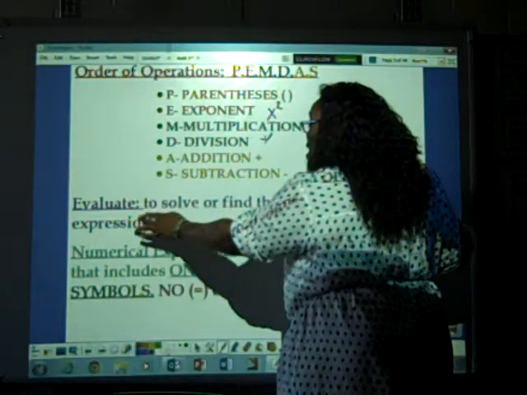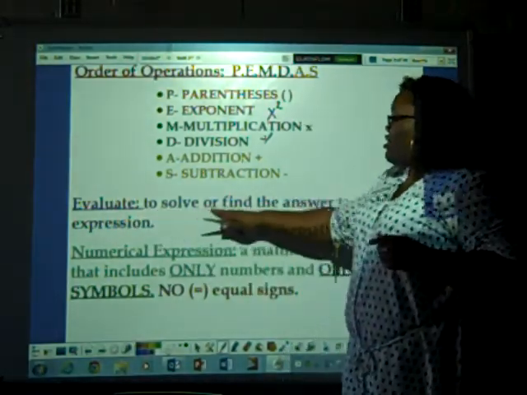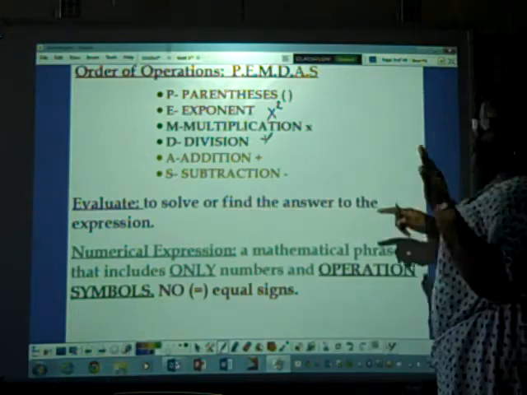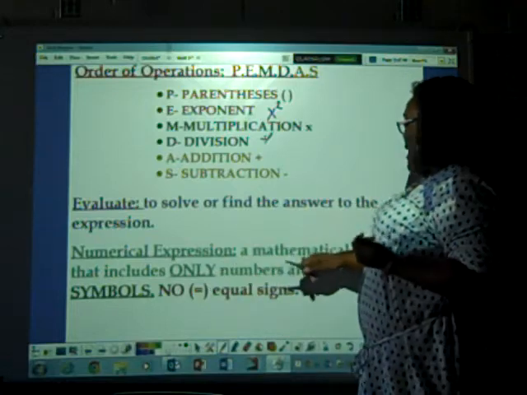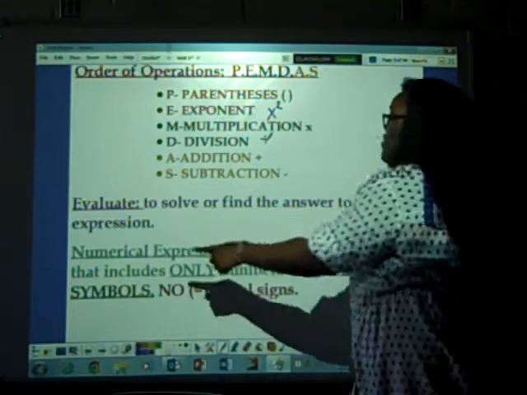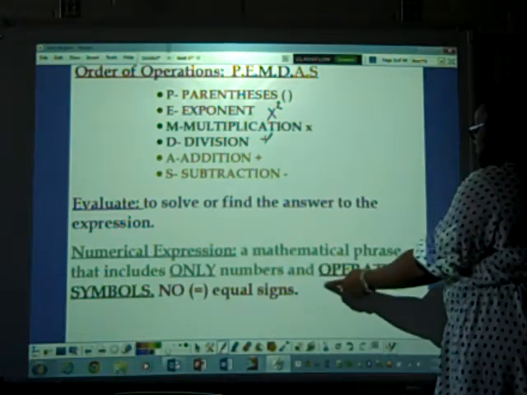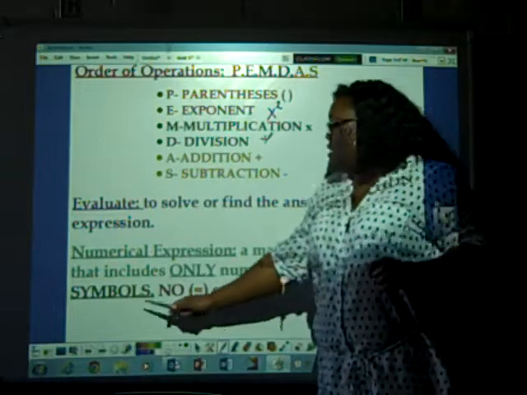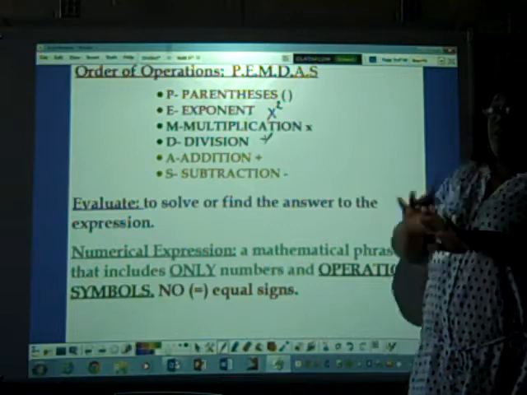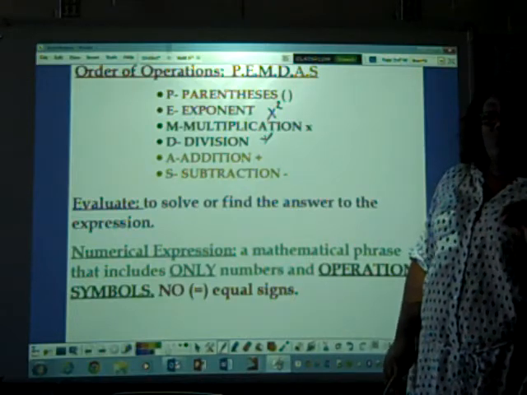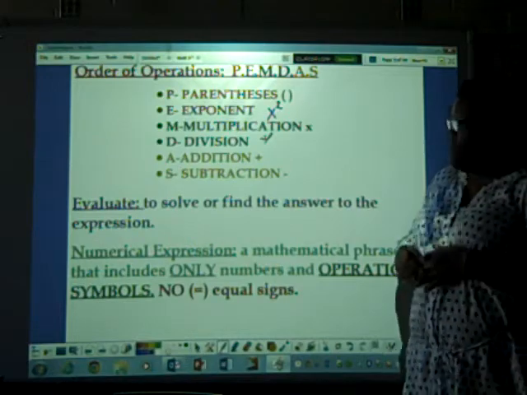Now, in order to evaluate an expression with the order of operations, standard 5.OA.1, you have to solve or find the answer to the expression. A numerical expression is a mathematical phrase that includes only numbers and operation symbols. Like I told you earlier, no equal signs. That does not make it a numerical expression. If it has an equal sign, it is not known as a numerical expression, okay?